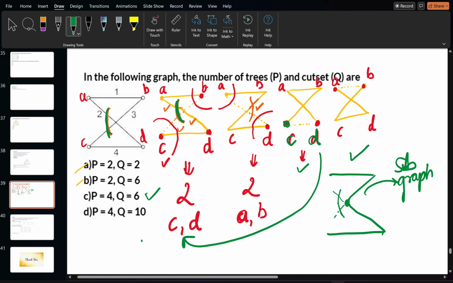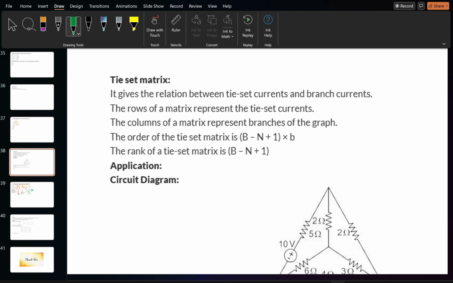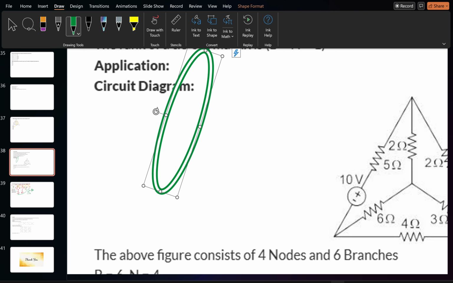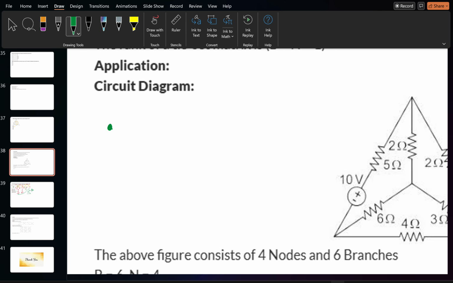So you just have to see at any point or any portion whether a cut set is possible or not. You can see, suppose let me take one example. Suppose I am taking one like this here. Let me take one example like this.